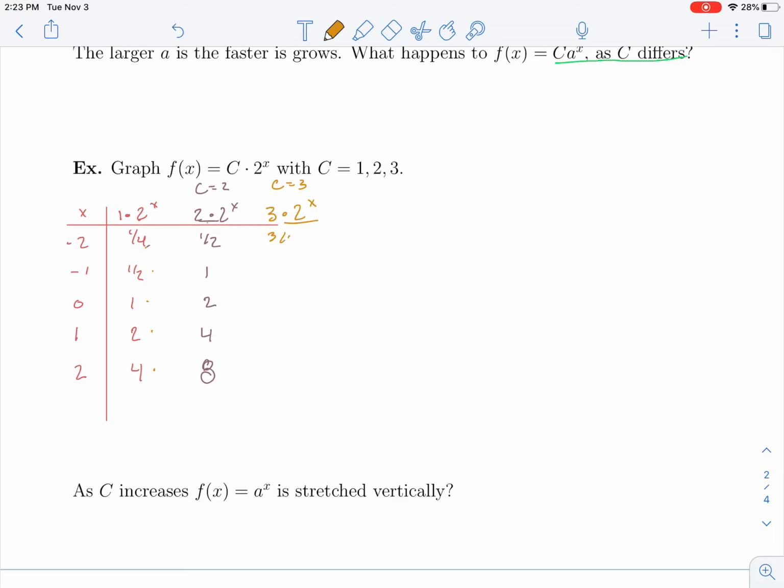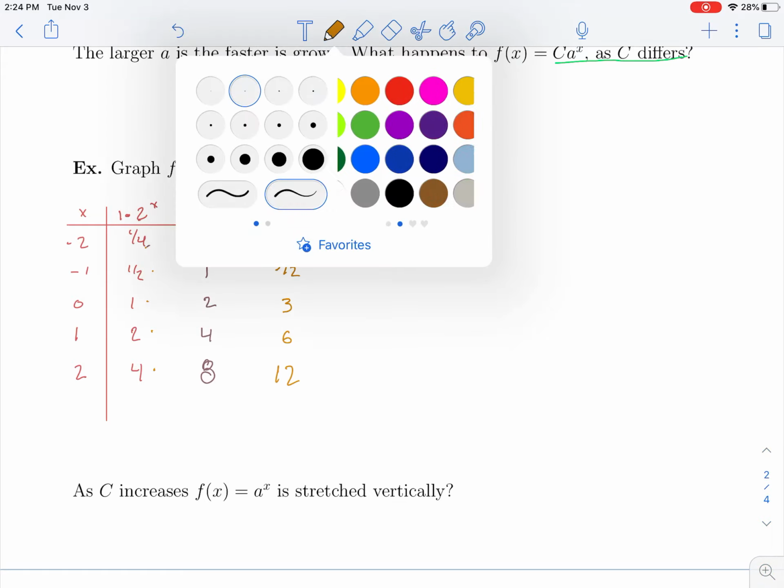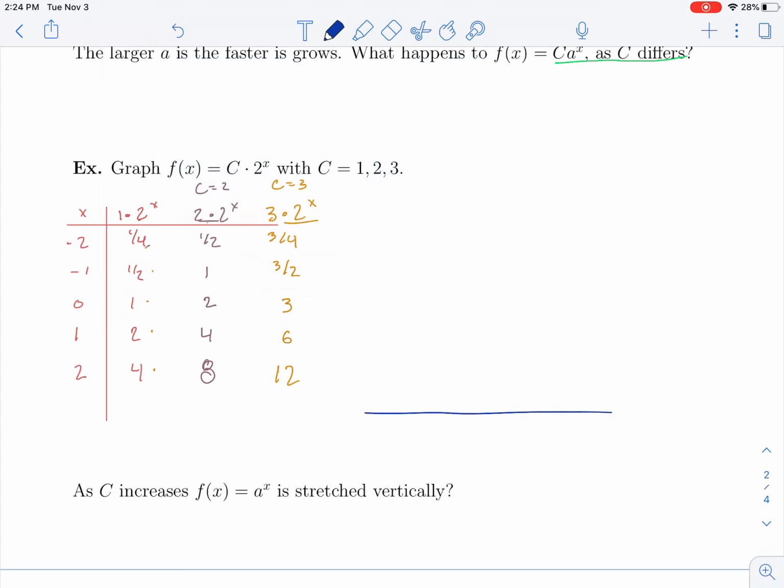So we're going to have 3/4, 3/2, 3, 6, 4 times 3 is 12. Okay. You do so much mental math that you're like, hold on, let me check if 6 plus 8 is 14. Okay, cool. So let's move these dots over.